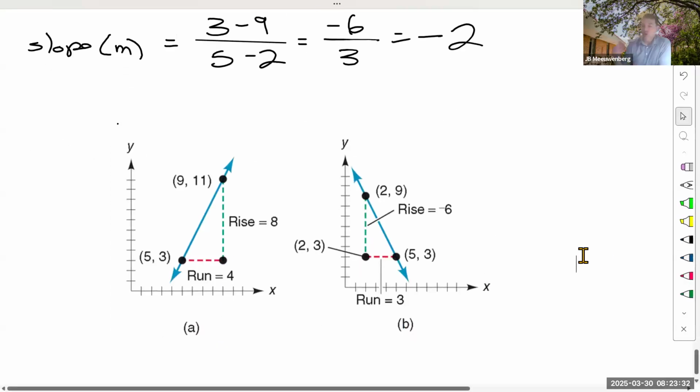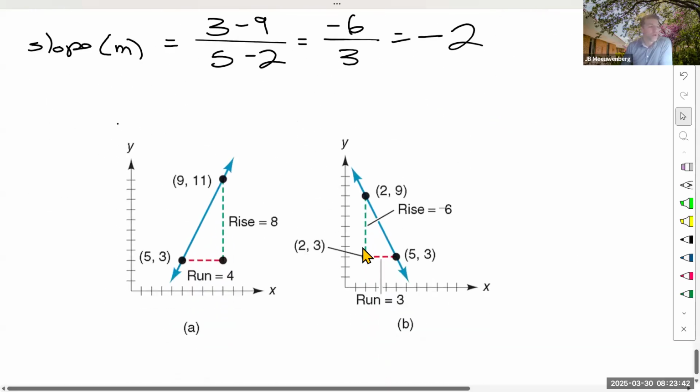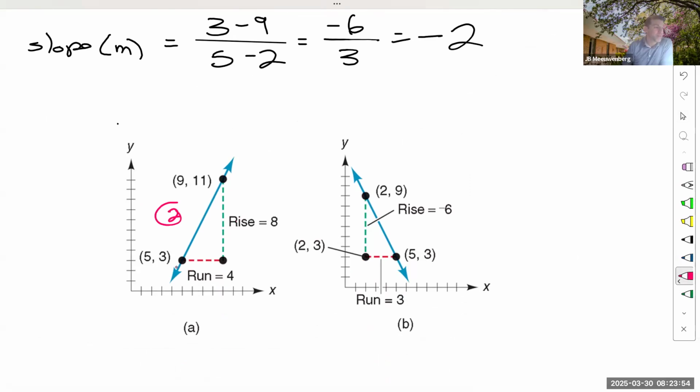Now, in those last two that we saw, these are what those graphs would look like. A run of 4 and a rise of 8. That was the first example that we did here. And the one that we just did was a rise of -6 and a run of 3. And so you might notice that this first one had a slope of 2. It was a positive number. Notice how our line is going up. In the second one, we had a slope of -2. Notice how our line is going down. That's a really important thing to note when we're working with slope.